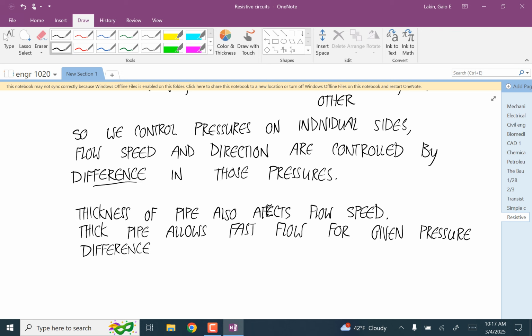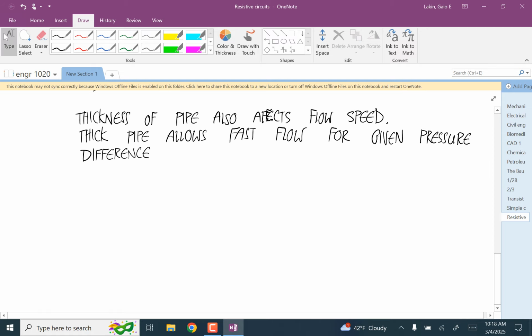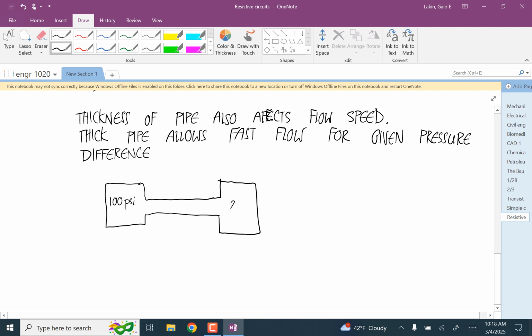Yes? Wouldn't it be diameter? So we're looking at the full. Well, yeah, either one. Let me draw a picture. So let's say that you have 100 psi over here and 20 psi over here. Okay, the water is going to flow through the pipe this direction.